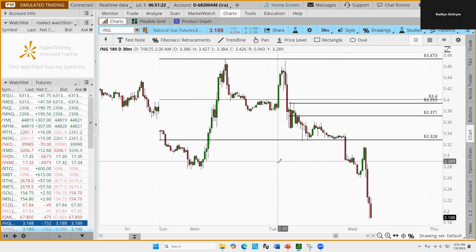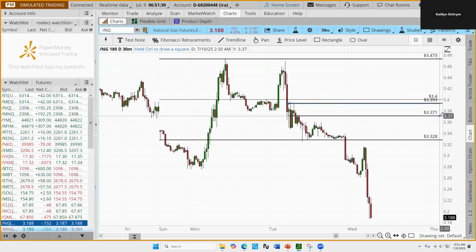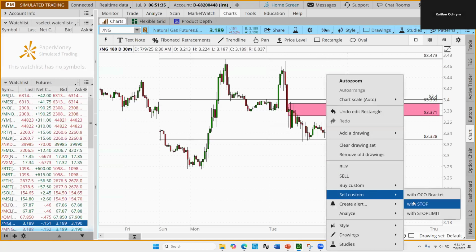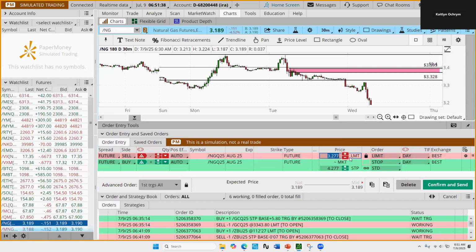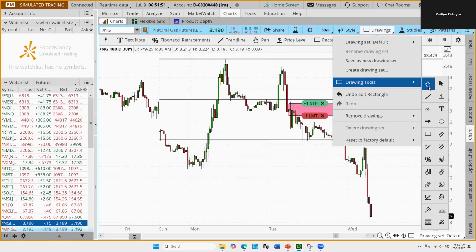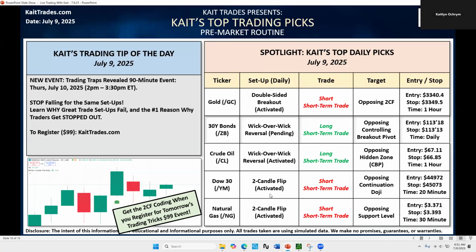Looking at this zone right here, two candle flip. We'll set this one up, sell custom with stop. Entry 3.371, stop at 3.393, and we'll send that out there. All right, great job, everyone. We've got one more. The last one that I have for now is going to be the Dow. Two candle flip activated to go short.